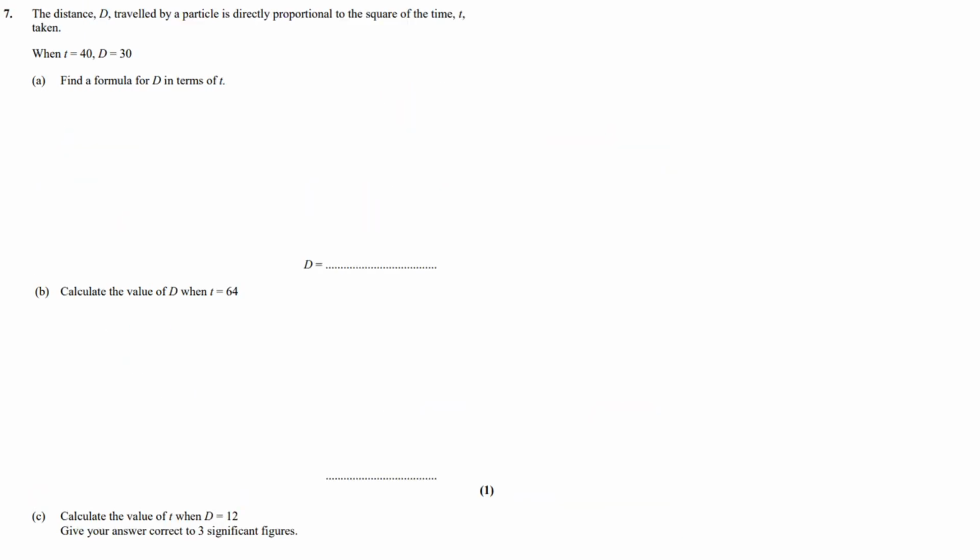What about this one? For this one, we're told that the distance travelled by a particle is directly proportional to the square of the time. When t equals 40, d equals 30. So how are we going to work out the formula? Well, that's so easy. All we're going to do is we're going to say that d is proportional to t, and so therefore d is equal to kt squared, squared, remember, it's the square of the time.